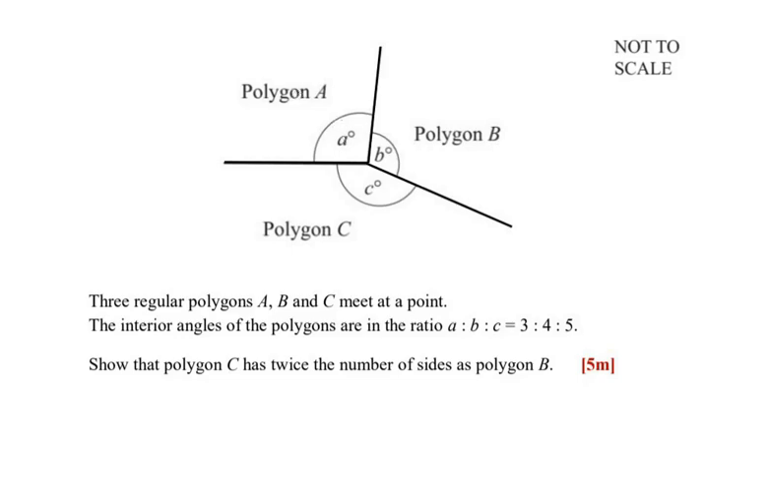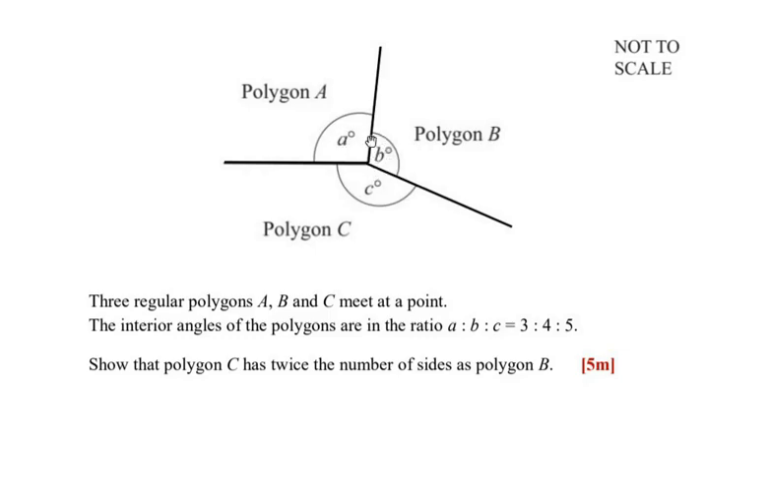Now here, instead of giving us the value of the angles, they have given these angles in terms of ratios. That is 3 is to 4 is to 5. We have to show here that the number of sides of polygon C is twice the number of sides of polygon B. So for example, if polygon B has 4 sides, then polygon C has to have double the number of sides of polygon B. That is 2 times 4, that is 8 sides. So let us focus on the given angles first.